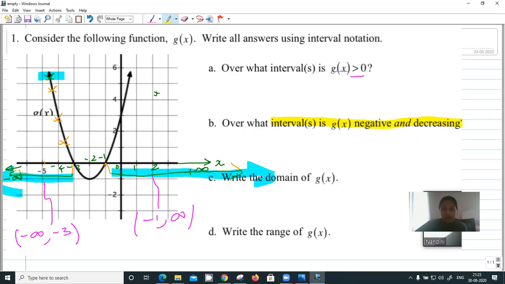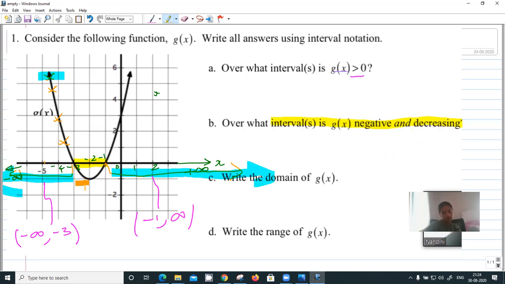I don't really know. It is negative in this interval, right? From here to here, g of x is negative. So -3 comma -2? No, there is one more condition, and decreasing. From here to here it is decreasing, and from here to here it's increasing. So the interval is only this one, the orange one.